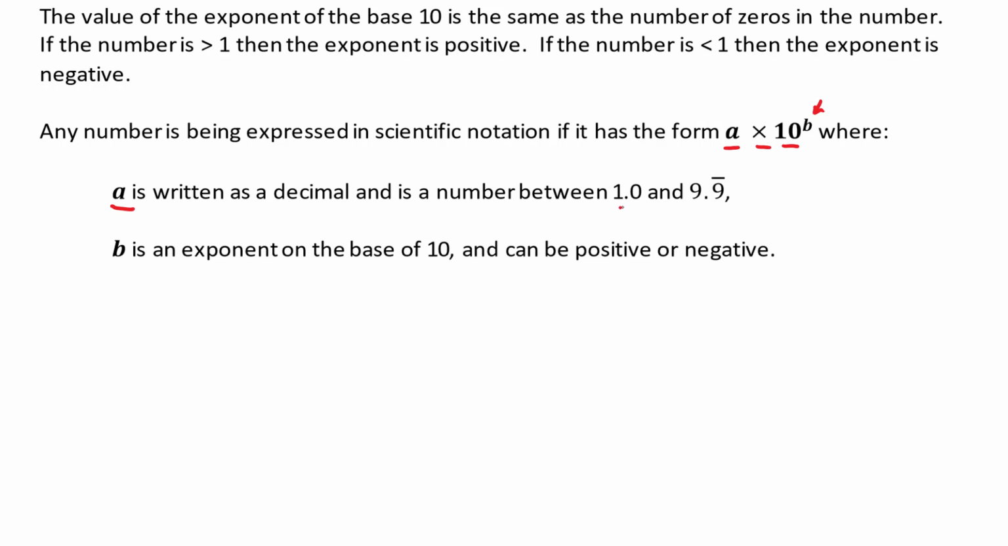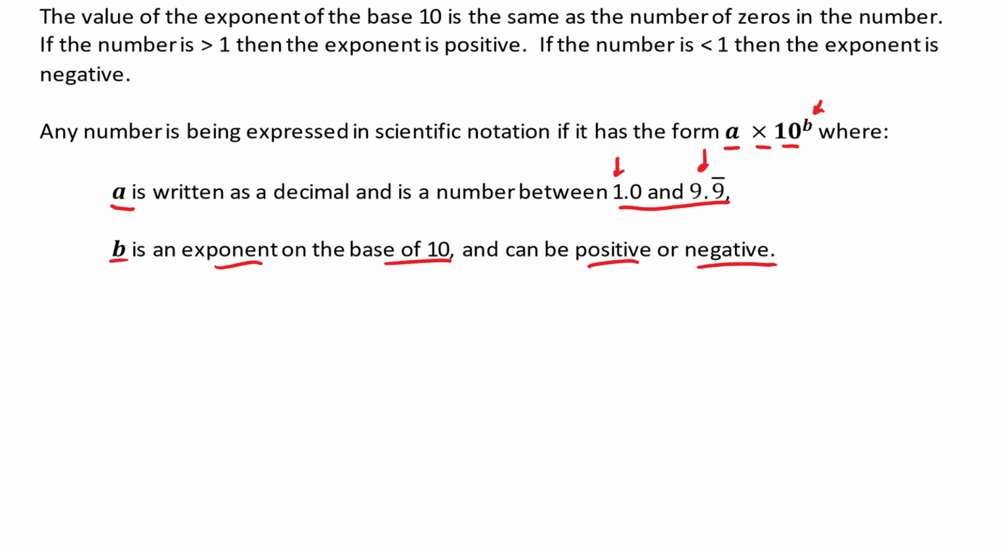A is written between 1 and 9.99999. It has to be a single digit in the ones column. There is no tens column, no hundreds column. It's only a single digit in the ones column. And everything else comes after the decimal. So it can be 1 all the way up to 9.99999, but it can't be 10. Remember that. B is the exponent on the base of 10, and this can be positive or negative.